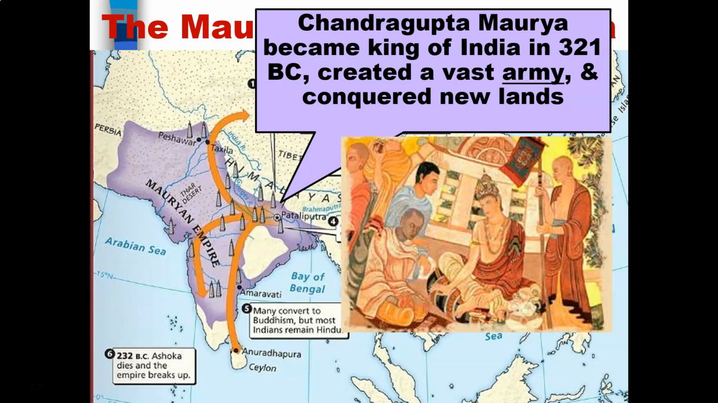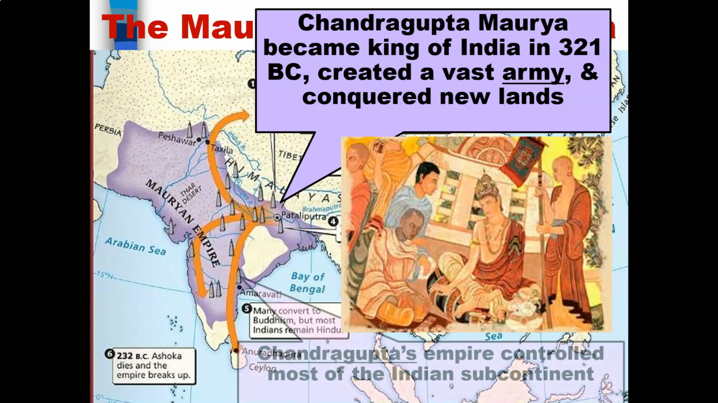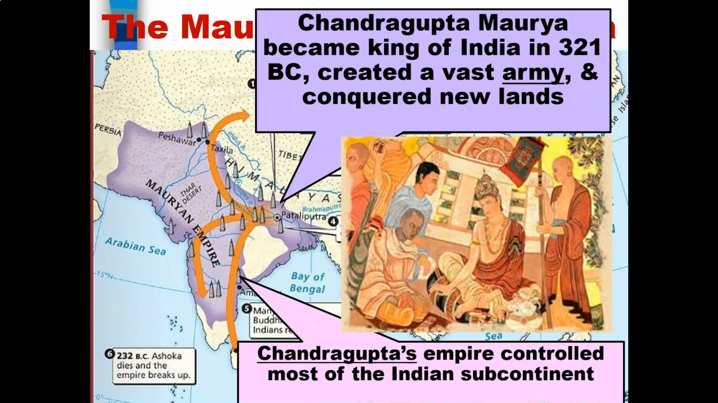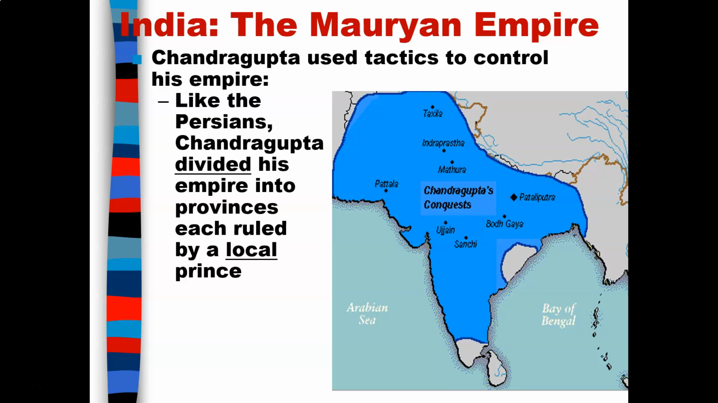Now, Chandragupta Maurya became king of India in the year 321 BC, created a vast army, and also, because of his powerful army, he was able to conquer new lands. Chandragupta's empire controlled most of the Indian subcontinent. You see from the map on the left hand side, most of India was controlled by Chandragupta. The Mauryan Empire is very important in world history because Chandragupta used tactics to control his empire. Just like the Persians had done, Chandragupta divided his empire into provinces, each ruled by a local prince. You can see from the map here on the right hand side.